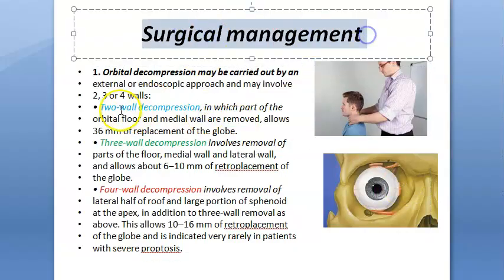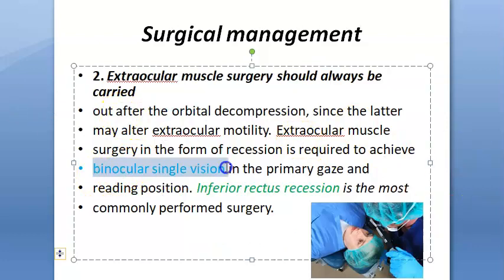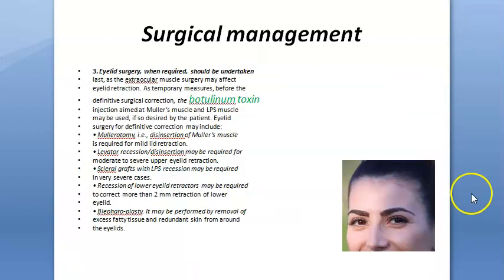Yeah. Surgical management: you have 2-wall decompression, 3-wall decompression, 4-wall decompression. Remember, you have to decompress because it is compressed. That's important, guys. Don't forget. Then inferior rectus recession is the most common surgery they are saying. Then you have botulinum toxin. So all these are there for thyroid eye disease.